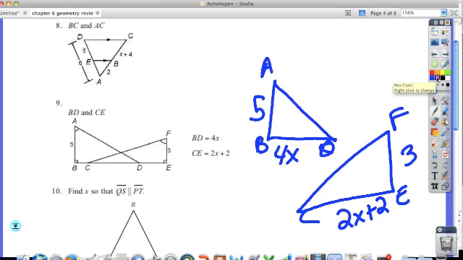Guess what we're going to do here? We're going to set up a proportion. So, would you like to set it up for me? Yes, I would. Okay, go ahead. 5 over 4x equals 3 over 2x plus 2.